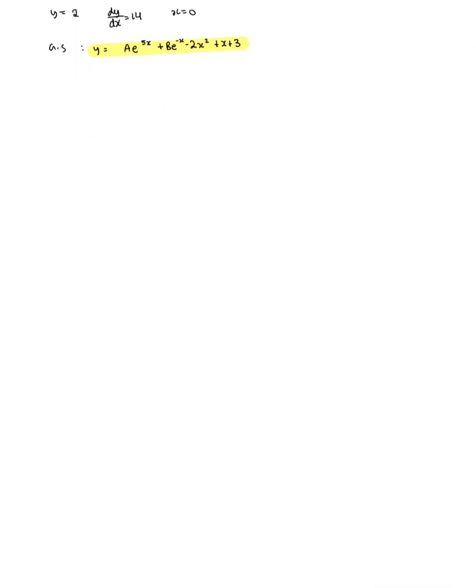So I've written our initial conditions here and our general solution equation. We want to differentiate this to get our dy over dx. So dy over dx will be 5 times e to the power of 5x minus B times e to the power of minus x minus 4x plus 1.